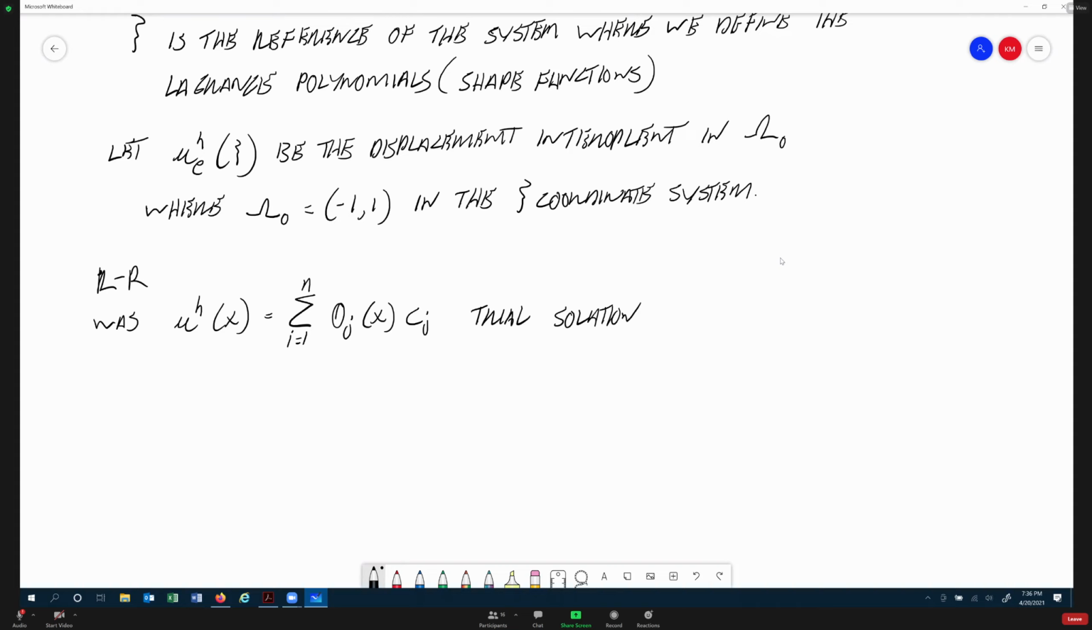So it says displacement interpolant. This is this U^h, this displacement field right here, this trial solution. In this particular case, it is a displacement field. But now what we're talking about is a displacement field at the element in the C space. So we're mapping this trial solution into the C space at the elemental level.